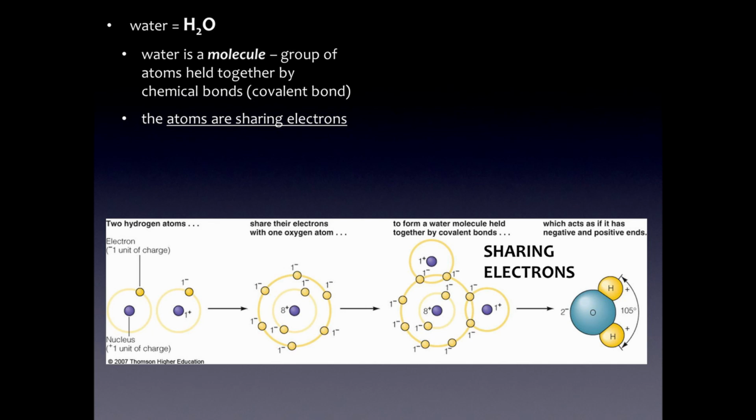In this case here, the chemical bond that is holding the 3 atoms together is known as a covalent bond. This type of covalent bond means that the atoms are sharing electrons. Some bonds that we see involve an exchange of electrons, but in this case here, the electrons are being shared.